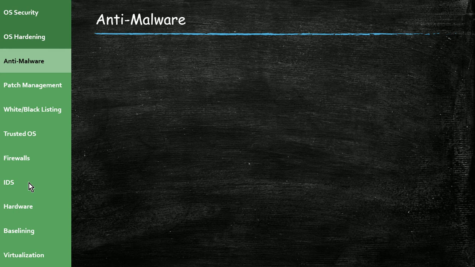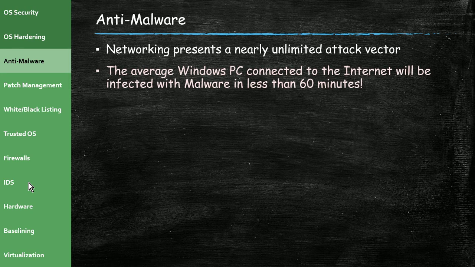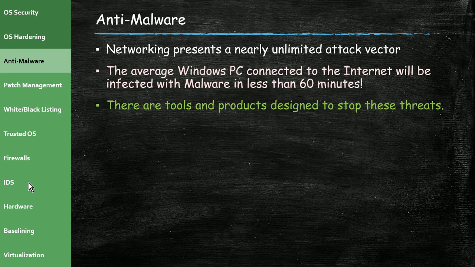I'm sure that all of you run some kind of anti-malware on your computers, because networking presents a nearly unlimited attack vector for servers. The average Windows PC connected to the internet will be infected with malware in less than 60 minutes, and that's probably being very conservative, 60 minutes. I think it's probably closer to 60 seconds these days.